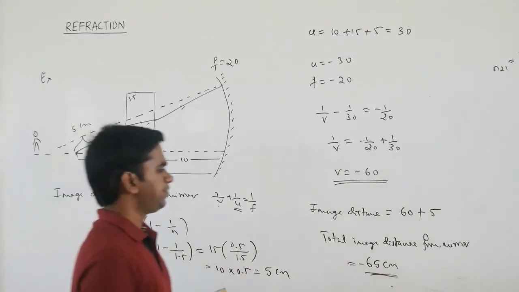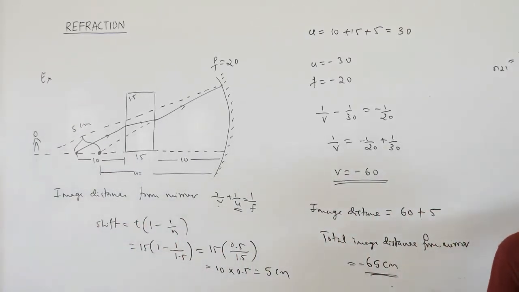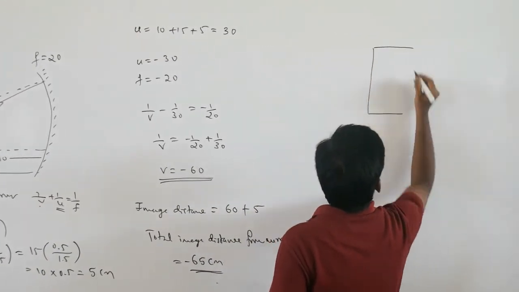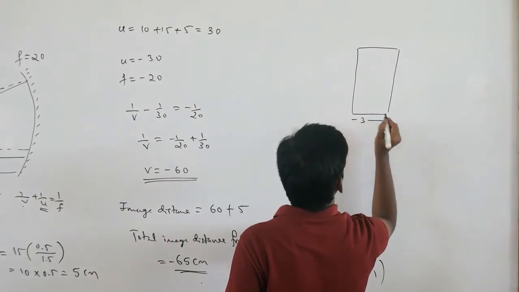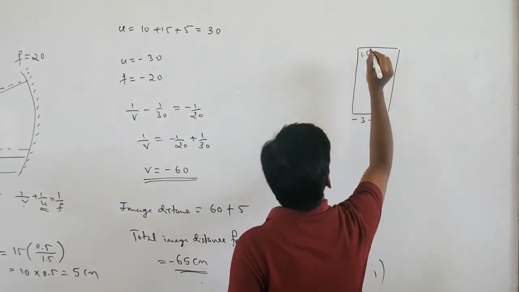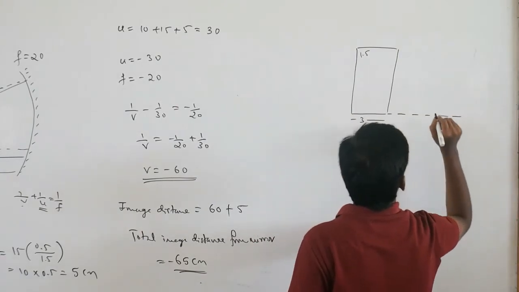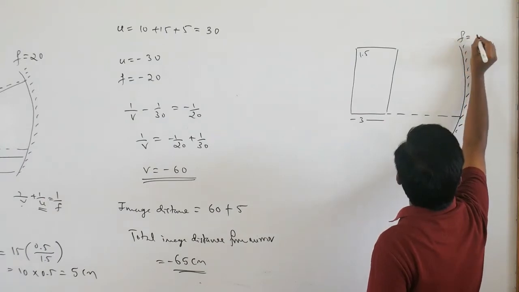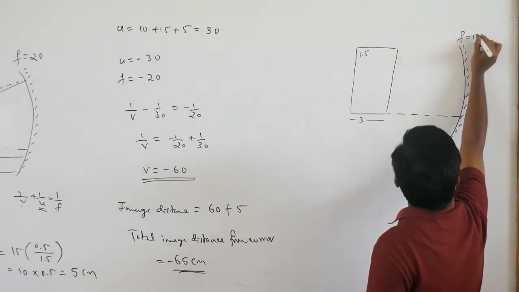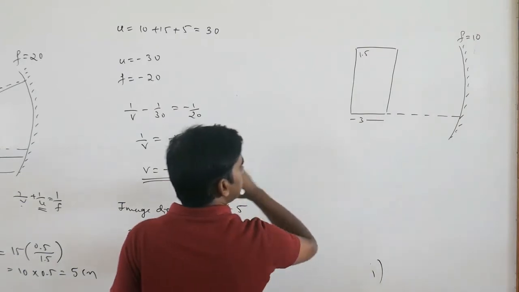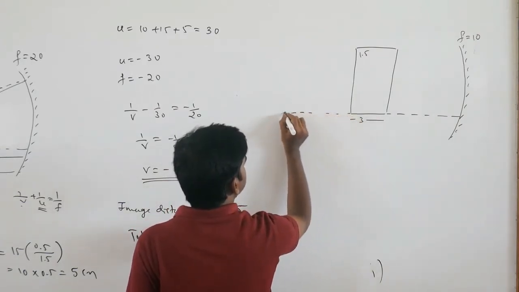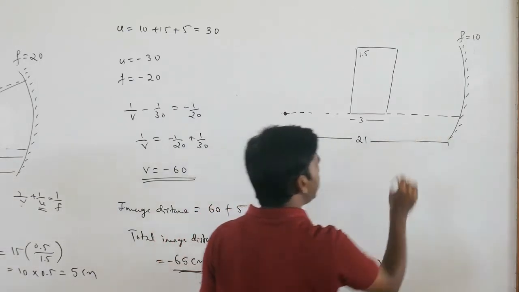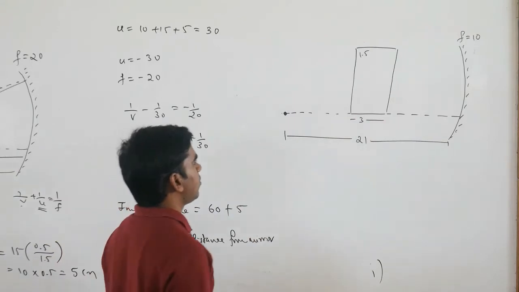Okay, so similarly, if I take another example, suppose you have a glass slab whose thickness is 3 centimeter and refractive index is again 1.5. At some distance you can put a mirror whose focal length you can take as 10. Now, the object is placed at 21 centimeter from the mirror.